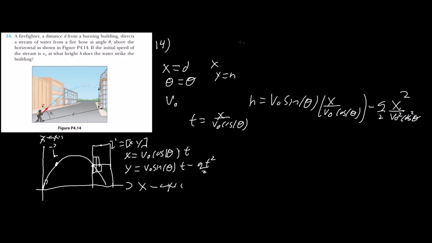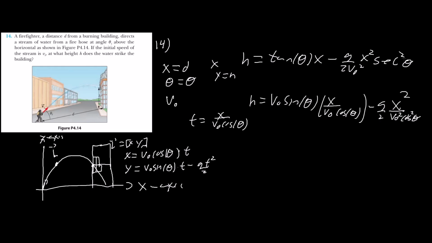Okay, so I guess it's really just going to be the equation here. H is going to be tangent of theta times x, or in this case d, minus g over 2 v naught squared times x squared, and I like to put secant squared theta. And I guess that's the answer.